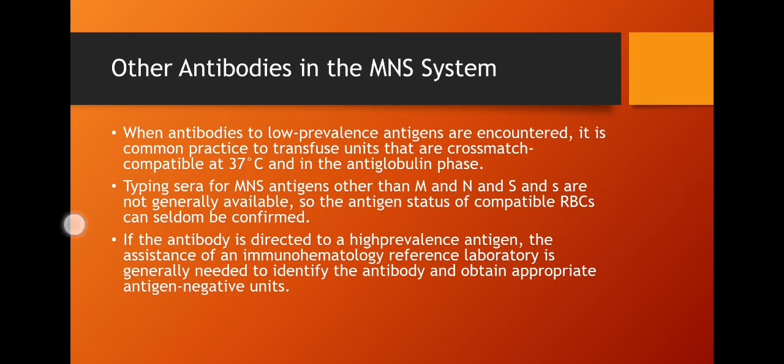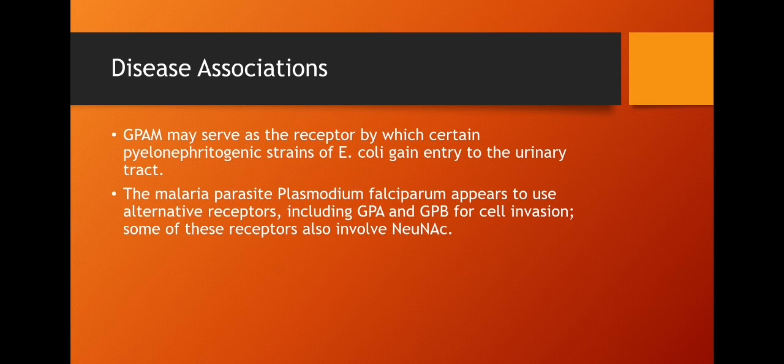For the disease association, GPA may serve as the receptor by which certain pyelonephritogenic strains of E. coli gain entry to the urinary tract. The malaria parasite Plasmodium falciparum appears to use alternative receptors, including GPA and GPB, for cell invasion. Some of these receptors also involve NANA.